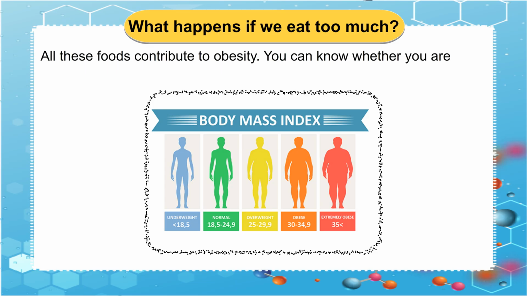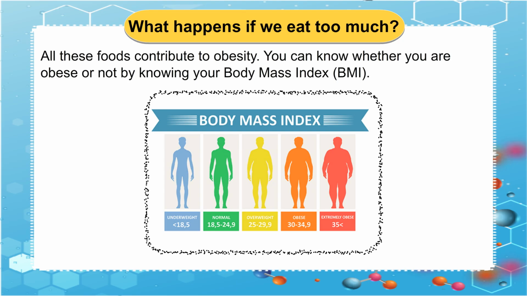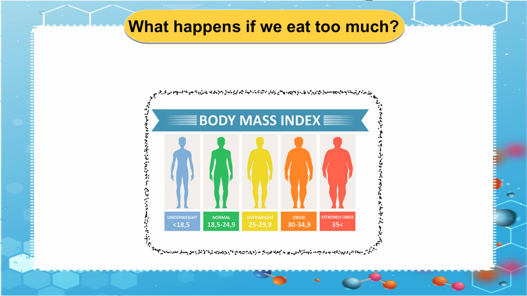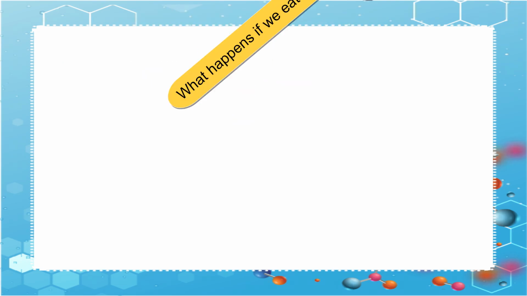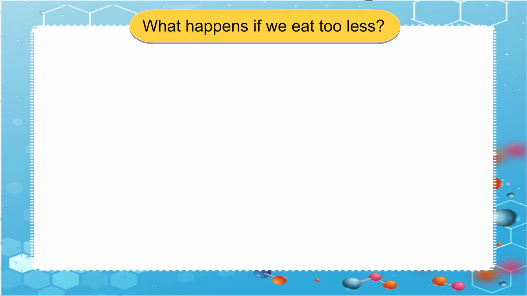You can know whether you are obese or not by knowing your body mass index, BMI. A BMI of 18 to 25 is considered healthy. Higher value of BMI indicates obesity. Let us learn how to calculate BMI. What happens if we eat too less?